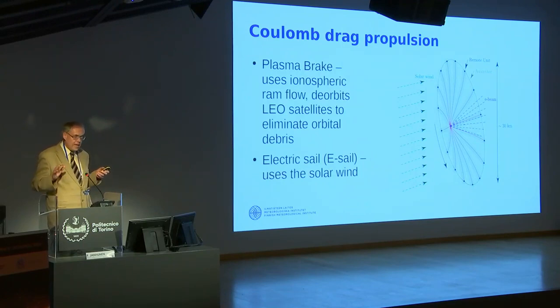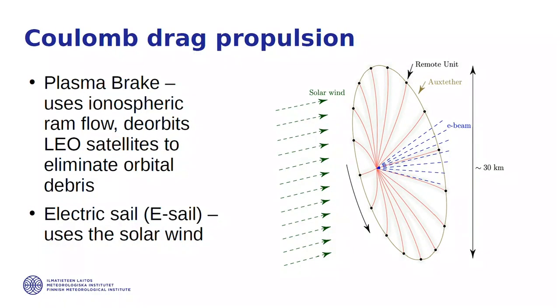So we have a physical phenomenon which we can call Coulomb drag propulsion, and at the moment there are two application areas for it foreseen, as far as I know. The first one is the so-called plasma brake, which is a way to deorbit a satellite from the low Earth orbit, basically, by using the ionospheric plasma ram flow due to the orbital motion of the satellite. And the second one, which is the main topic of this presentation, is the electric solar wind sail, which uses the natural solar wind plasma stream for generating propulsive effect in the solar wind.